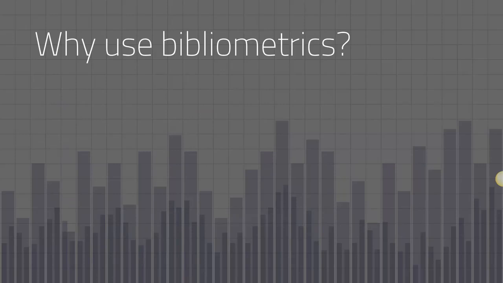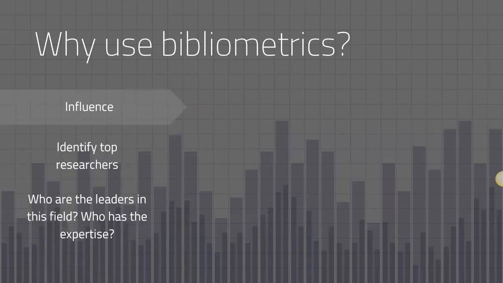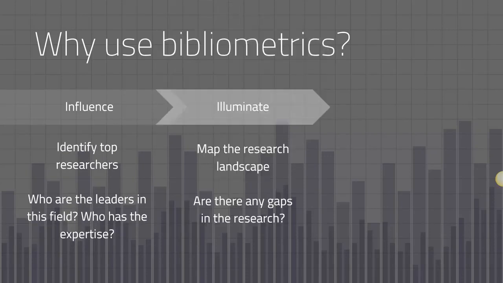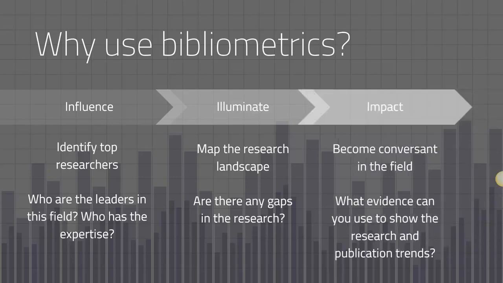Why use bibliometrics? Bibliometrics are helpful to identify top researchers in a field and determine their influence. They can help you map the research landscape and join the scholarly conversation and think about the gaps in the research, as well as the strengths and weaknesses of the research in a particular field. Bibliometrics can also help you keep up with the research trends, so you can use these measures to help support claims about a researcher's impact on a field.